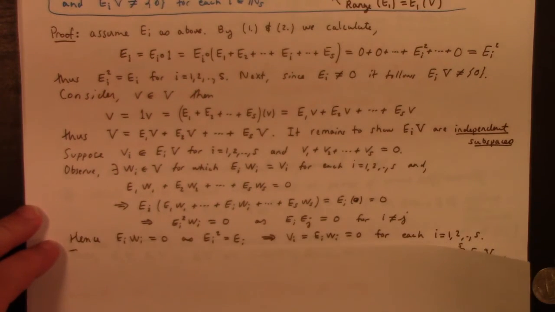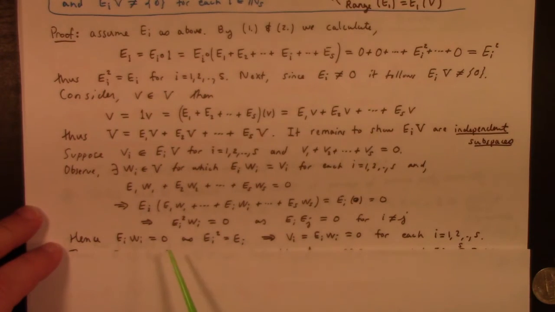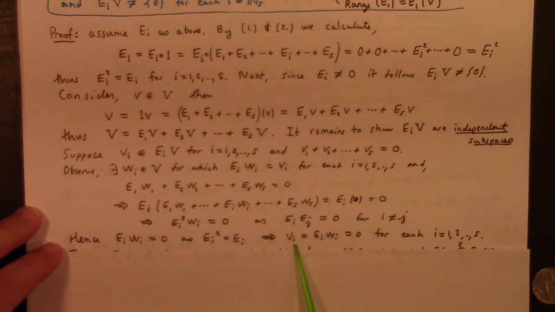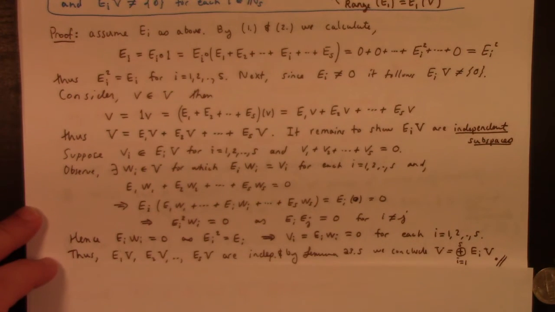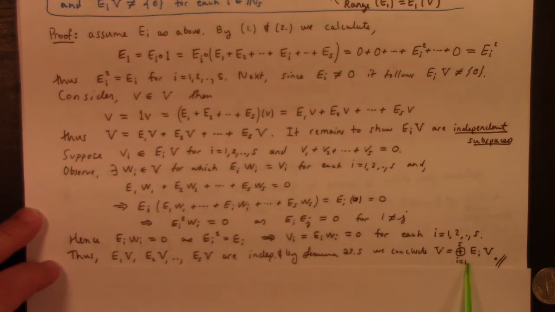But we also know that Ei squared is equal to Ei. We already just proved that. And so we get that Ei Wi is equal to 0, but that's Vi. But that was arbitrary, so we've just shown that V1, V2, all the way out to Vs is 0 follows from this being 0, which suffices to prove the independence of the ranges E1 through Es, right? And by lemma 23.5, we conclude that V is the direct sum decomposition of the EiV.